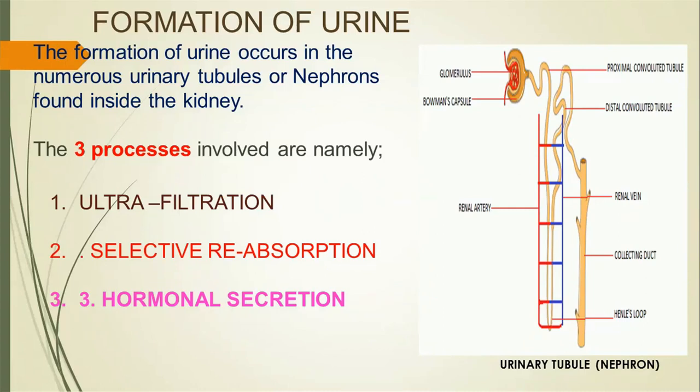Now, we also have blood vessels surrounding the nephrons. So we have the renal artery and renal vein surrounding the nephron. The 3 processes involved in the formation of urine are 1. Ultrafiltration, 2. Selective reabsorption, and 3. Hormonal secretion. So let's start by looking at ultrafiltration.